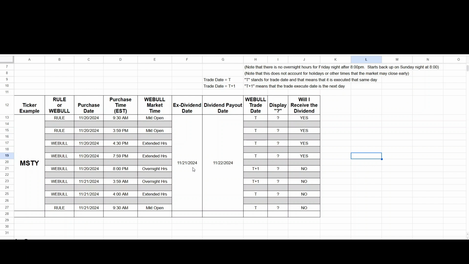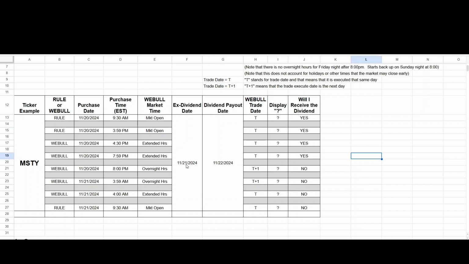For Webull, they allow the extended hours. So for Webull, you have up until 8 p.m. the day before the ex-dividend date in order to be eligible for the dividend payout. So in this case, as long as you purchase your shares before 8 p.m., so 7:59 p.m. on November 20th, then you will be eligible for the dividend payout, because you purchased the shares before the ex-dividend date of 11/21, or November 21st.